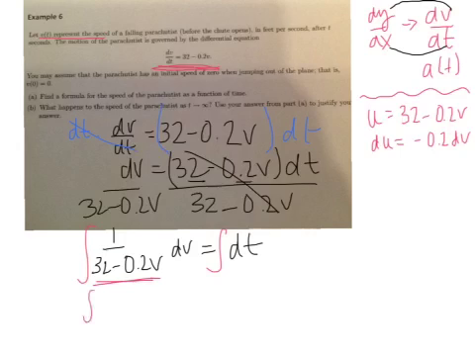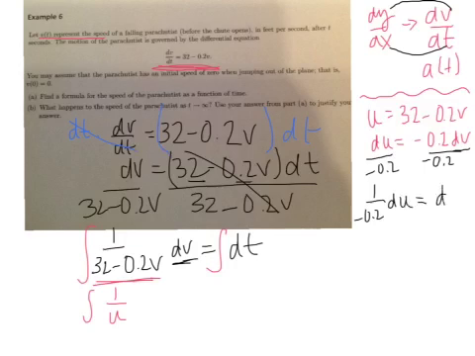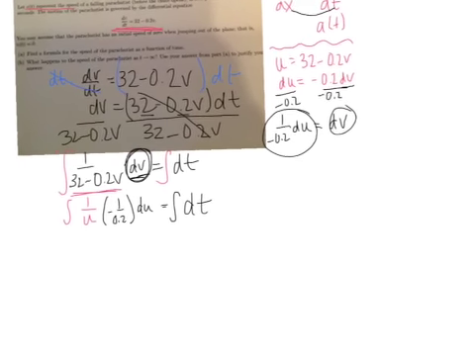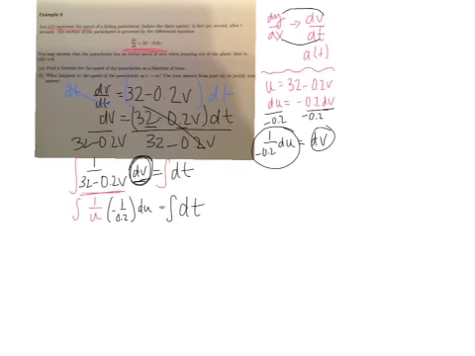So I would switch this over to 1 over u, but I still have my dv, so I would need to divide by 0.2. So I could substitute in for dv with the thing I know dv equals: negative 1 over 0.2 du. That is a good little bit of review, isn't it, guys? Fun stuff. So where do we go from there?